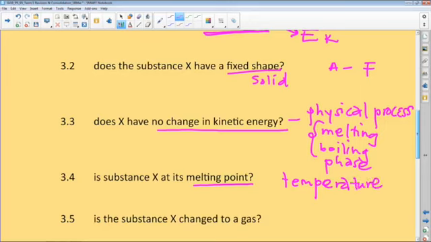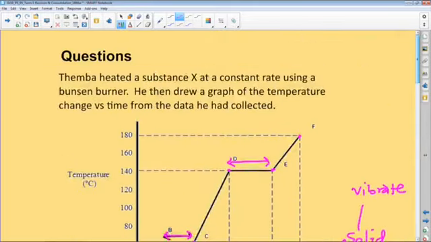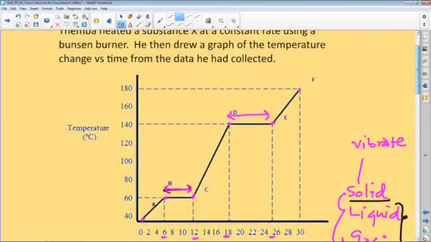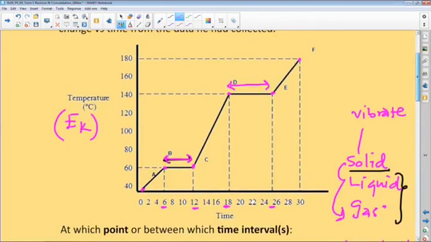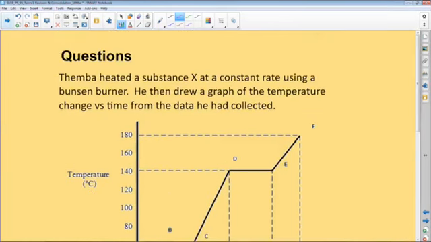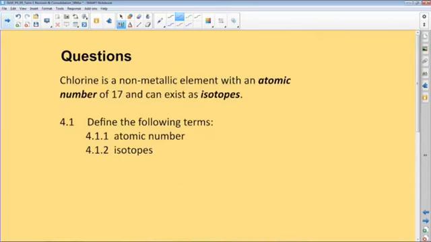Now, when it says, is the substance X changed to a gas? In this case, the substance is already a gas. In other words, we shall look at the last part between the temperature of 140 and 180. At this time, the kinetic energy of the particles is increasing. Remember, temperature has a lot to do with the kinetic energy of the particles. The higher the kinetic energy, the higher the temperature. So we're talking about EF in that respect. That's as far as the question is concerned on the heating and the cooling curve.